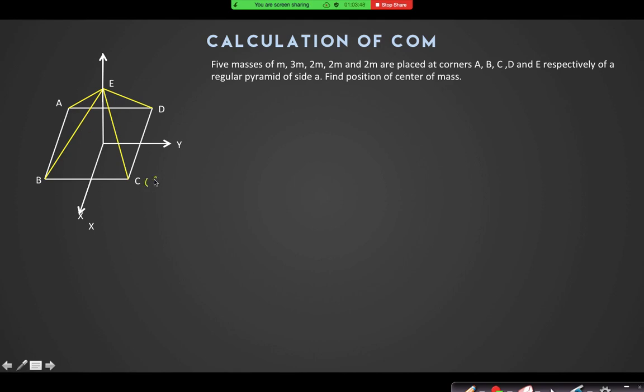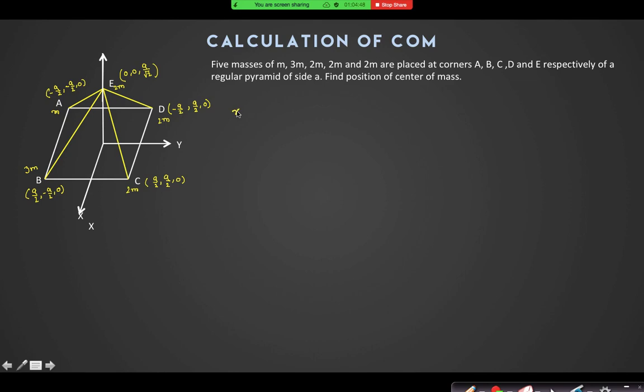Can I say the coordinate of C is a by 2, a by 2, 0. Coordinate of B is a by 2, minus a by 2, 0. Coordinate of A is minus a by 2, minus a by 2, 0. And D is minus a by 2, plus a by 2, 0. Masses are m, 3m, 2m and 2m. Coordinate of E, mass is 2m, coordinate of E is 0, 0, a by root 2. Check first about the coordinates I have written. Have you also found the same coordinates? Yes, sir.